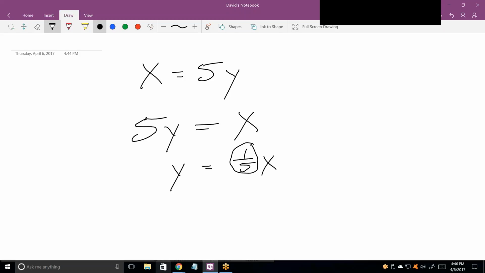In other words, it's only inverse if the variable is in the denominator. It's not just any old denominator. It's got to be the variable. What we had in the denominator was a 5. We had y equals x over 5. Well, y is in the numerator and so is x. That's a direct relationship.